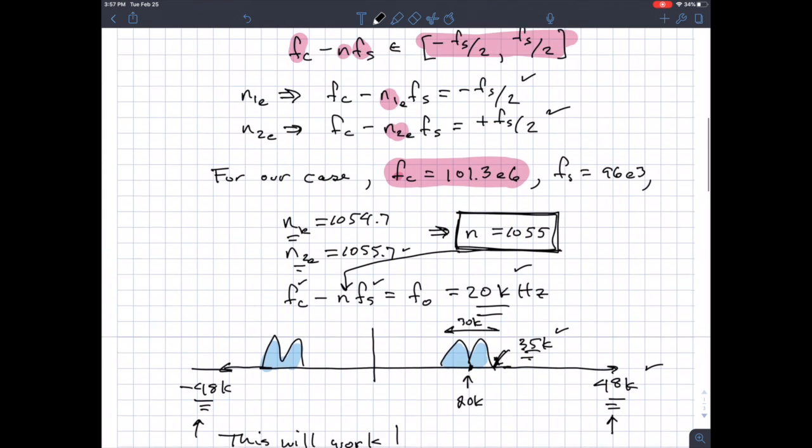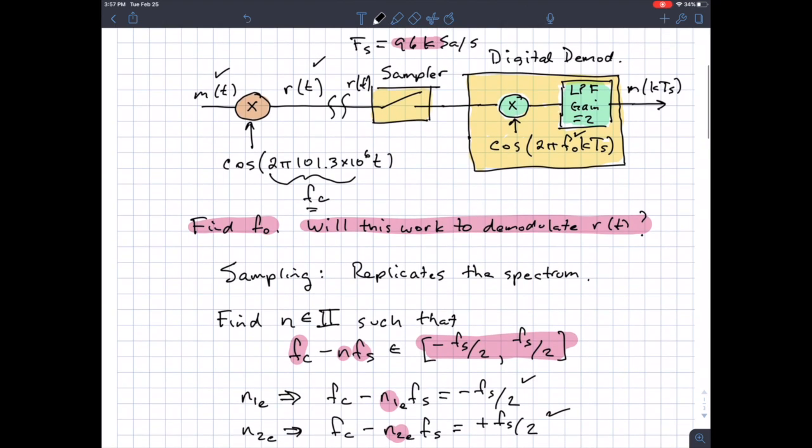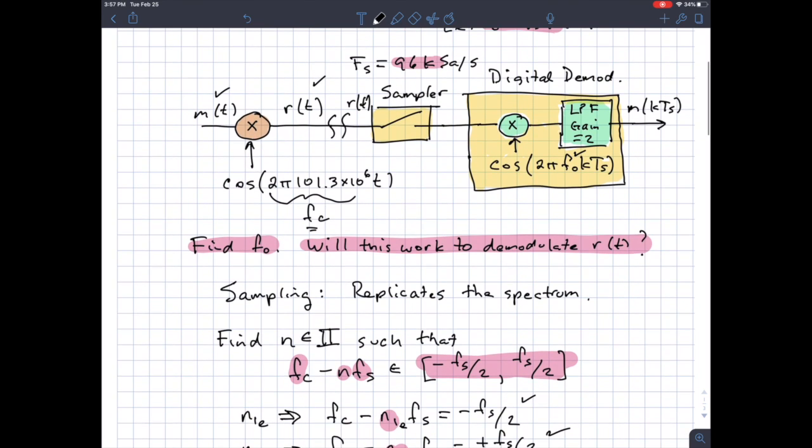This technique of downsampling to a lower range is useful for digital systems because it's hard to make a really high-speed sampler. This lets us get away with a lower sampling rate, and yet we can still do the demodulation step digitally.